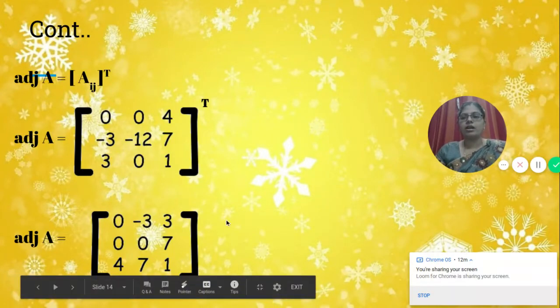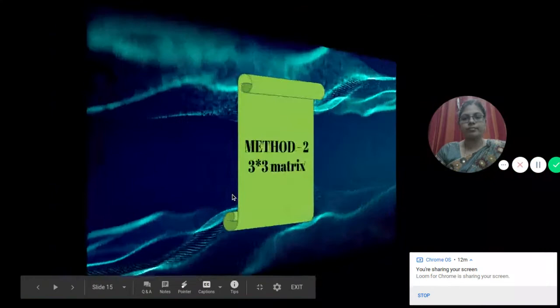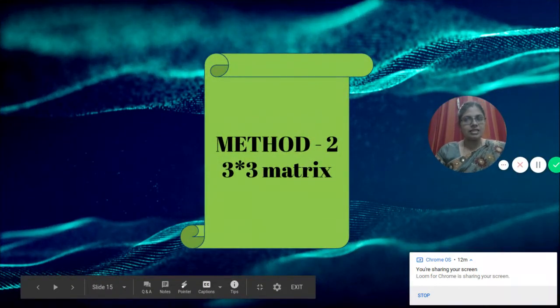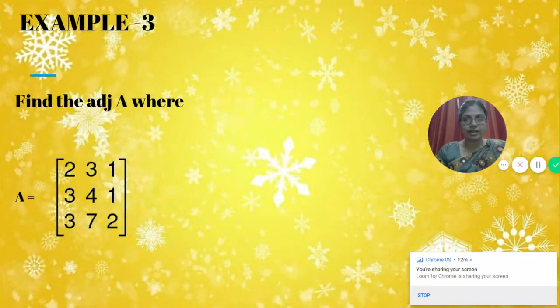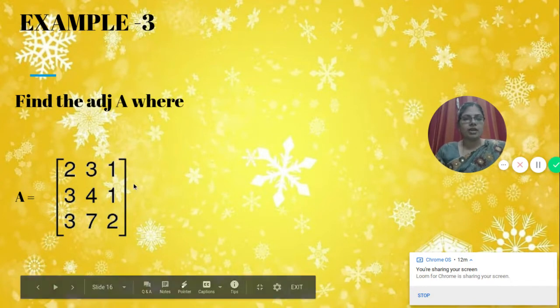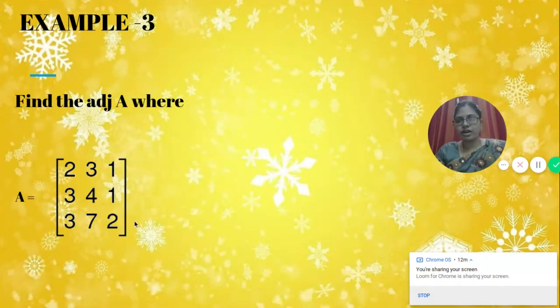Now we'll see method 2, the easier method. For this method, I have taken a matrix A equal to 2, 3, 1; 3, 4, 1; 3, 7, 2. This is a matrix of order 3 cross 3.